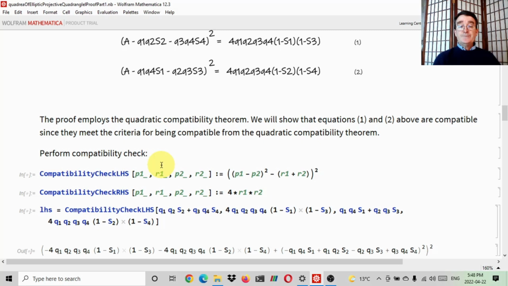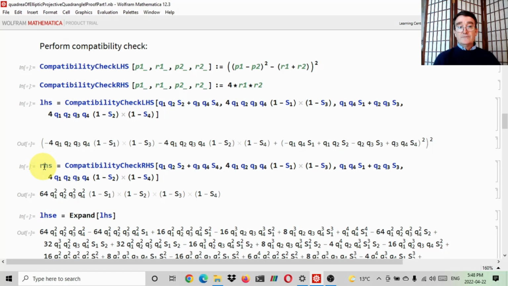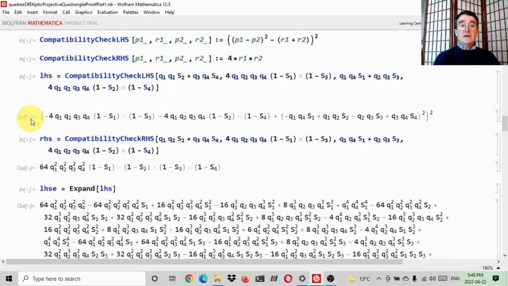Next, we expand out the left-hand side. This one here is a square. So when we expand it all out, we get the variable LHSE, left-hand side expanded. We're calling the Expand function of Wolfram Mathematica, passing in our variable LHS. And when we expand it all out, we get this expanded expression in quadrances and spreads.